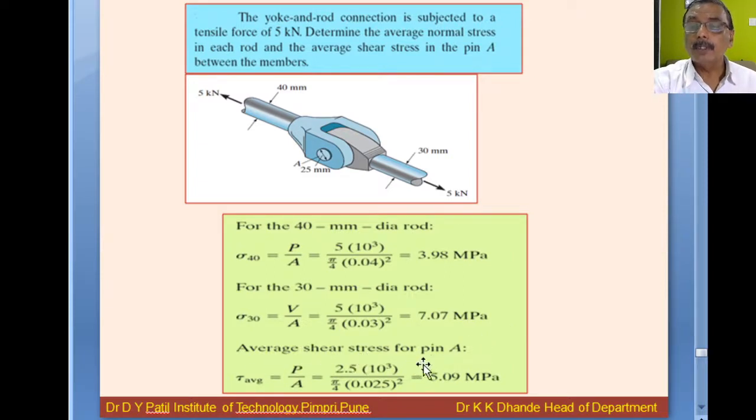And average shear stress for this pin A. So cross sectional area of that pin is pi by 4 into 25 mm square. So P force is acting on it. Now here P by 2 force is acting, 5 kilonewton this side also 5 kilonewton. Here two forces are acting, on that side 5, on that side 5. So P by 2, P by 2. So P by 2 means 2.5 into 10 raised to 3 divided by pi by 4 into 25 square. So this is 5.09 megapascal.